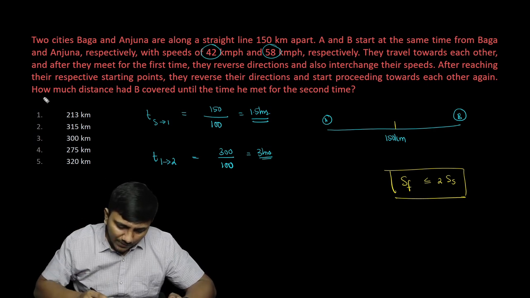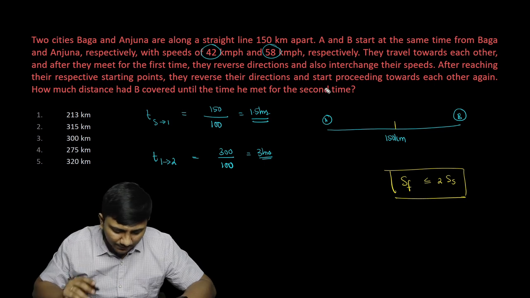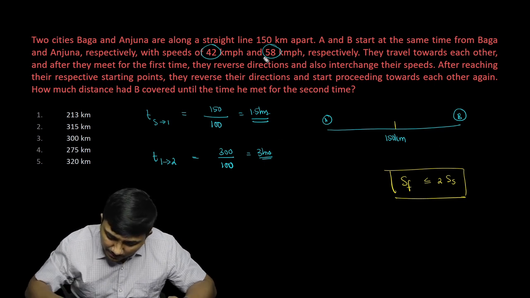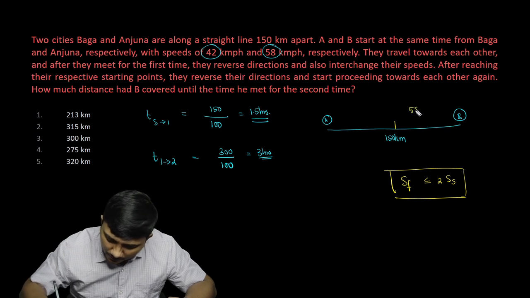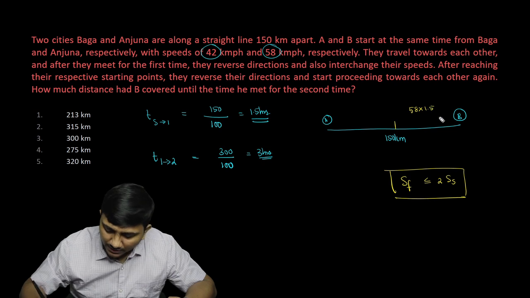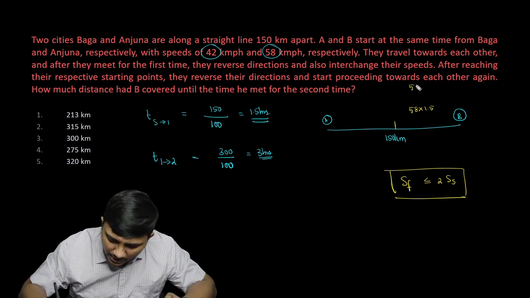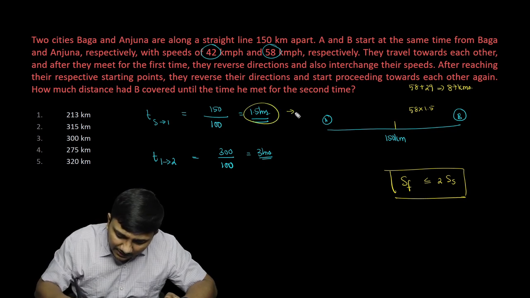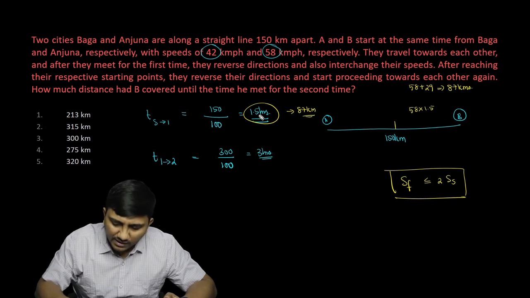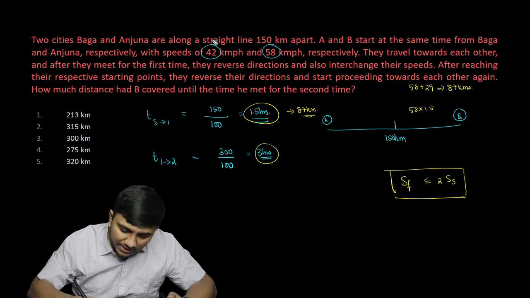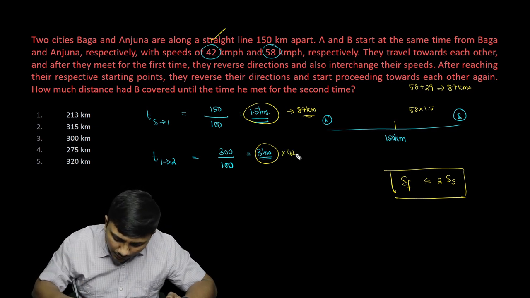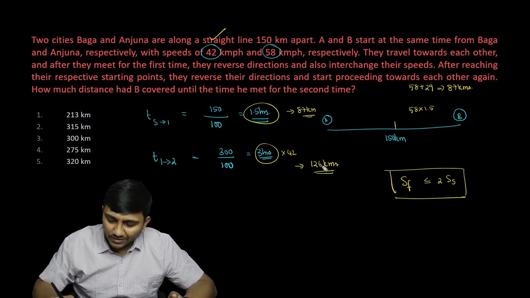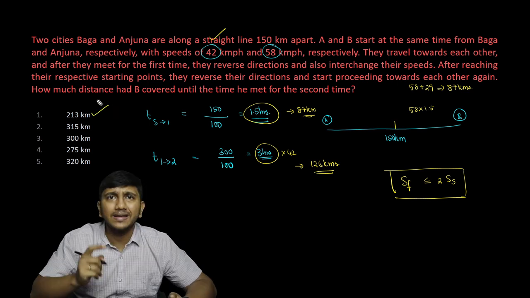Now what is the question asking for? How much distance had B covered until the time he had met for the second time? For the first meeting, B's speed was 58. So this will be 58 into the time taken for the first meeting, which is 1.5, which is 58 plus half of 58, that is 58 plus 29, that comes to 87 kilometers. In that time he traveled 87 kilometers. Now for the next 3 hours, he is going to travel at A's speed, that is 42. So 3 into 42 is 126 kilometers. We'll have to add 87 and 126. So our answer should end in 3. There's only one answer ending in 3. That is the answer for this question.